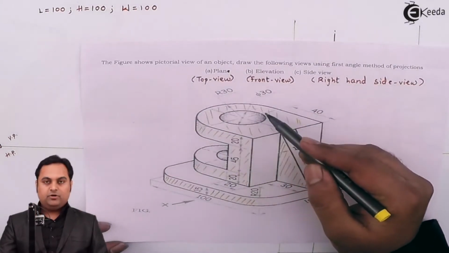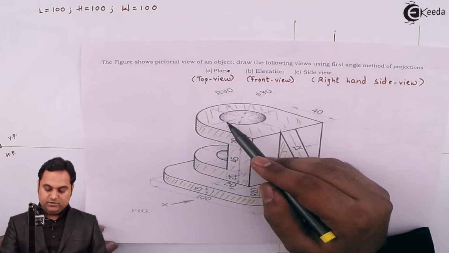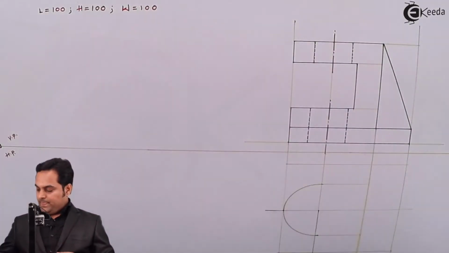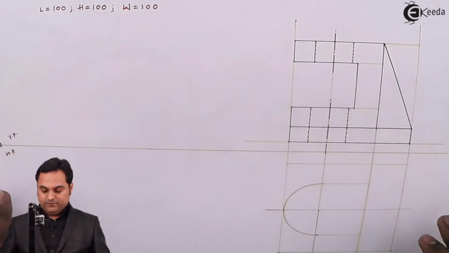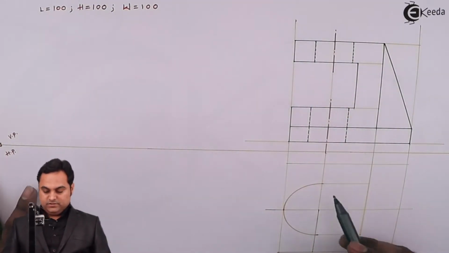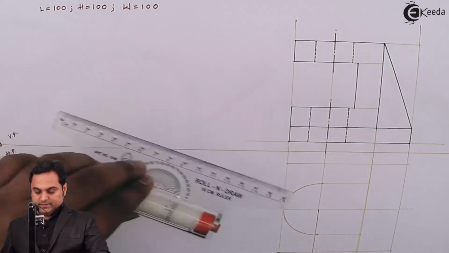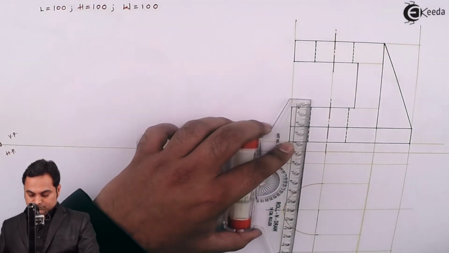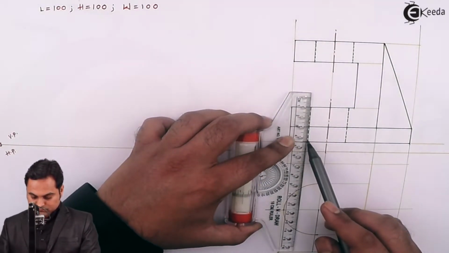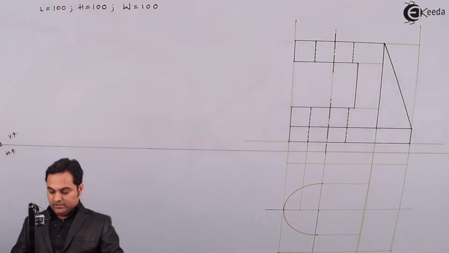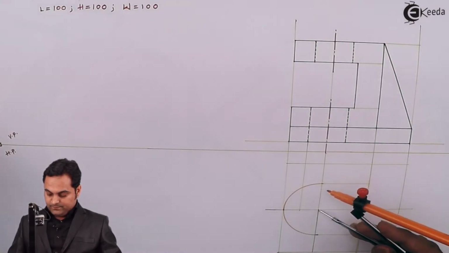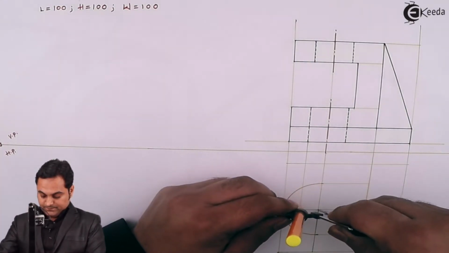Within this semicircular part, there is also a circle of diameter 30, and that circle we have drawn as a hidden line in the front view. Here is the center of the circle, and the radius I can get from the front view. So this is the radius. Then drawing a light circle, keeping the same center.